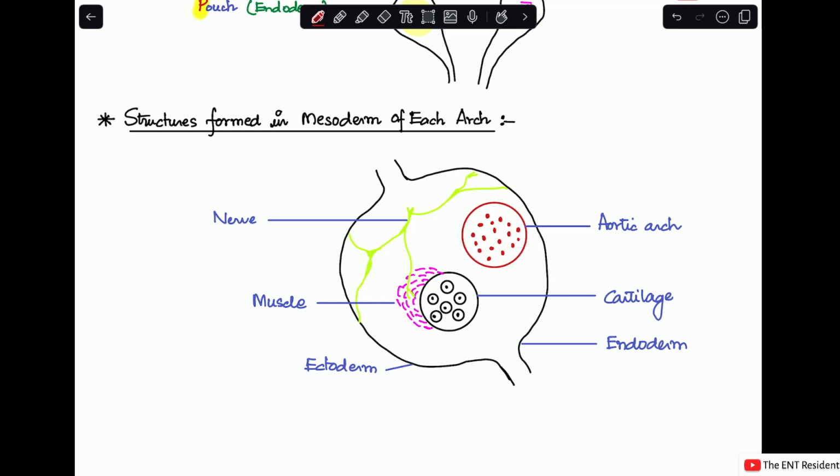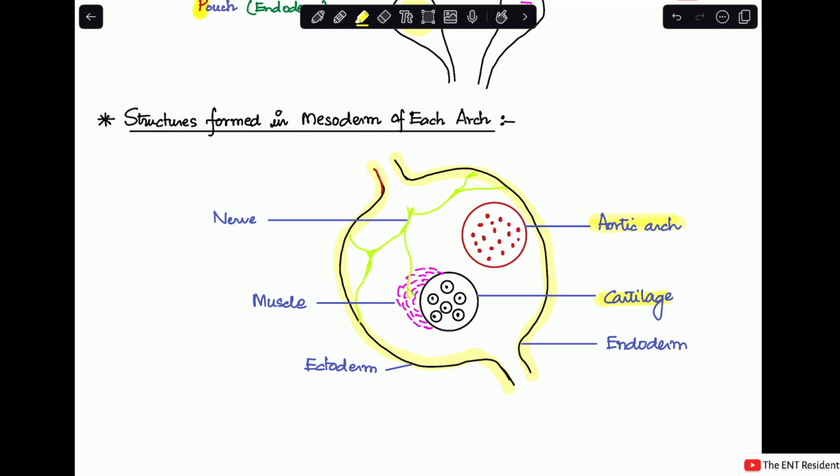This is a zoomed in version of one pharyngeal arch. You can see, as I have just mentioned, the outside lining here is the ectoderm. This whole middle area is the mesoderm. And this inner lining is the endoderm. Within this mesoderm, you can see there's a cartilage, there's an aortic arch, there's muscle. This pink structure over here is the muscle, and there's a cranial nerve of each arch, which supplies the muscle. So these are the structures.